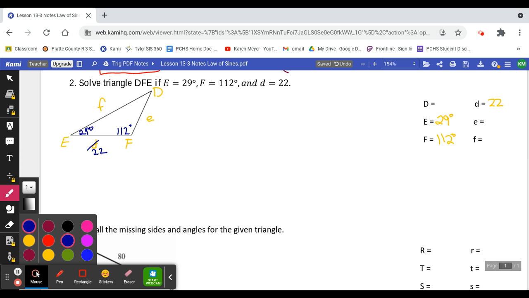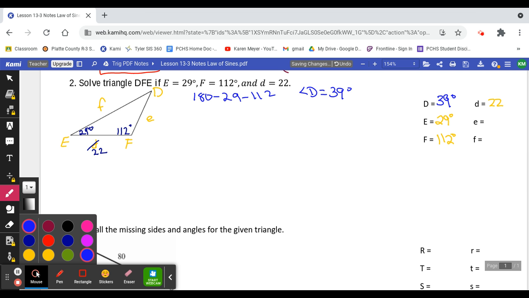Okay, if you know 2 angles, then the easy one to start with is the third angle, because all angles in a triangle add up to 180. So I would start by doing 180 minus 29 minus 112. So therefore, the measure of angle D would be 39 degrees.